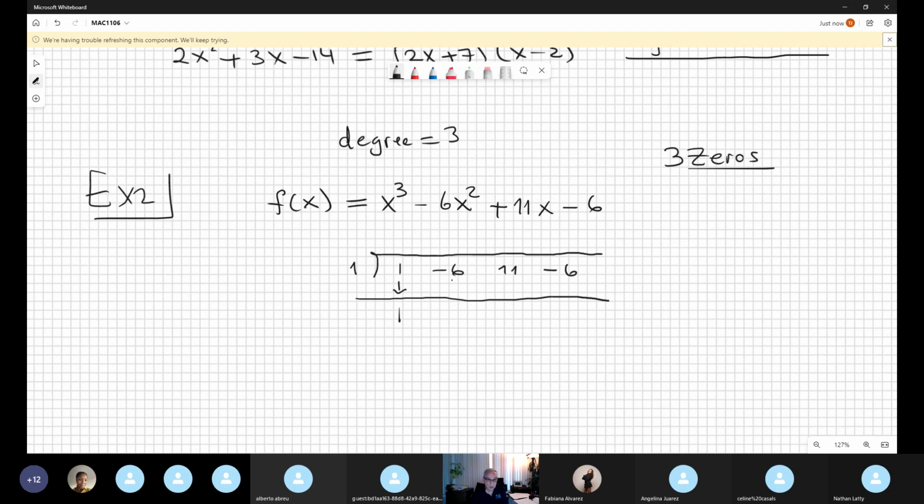1 times 1 is 1. Negative 6 plus 1 is negative 5. And negative 5 times 1 is negative 5. And positive 11 minus 5 is positive 6. And positive 6 times 1 is positive 6. 0 remainder. Cool. Therefore, the conclusion is the factor x minus 1 belongs to this polynomial, and the 0 is x equals 1.